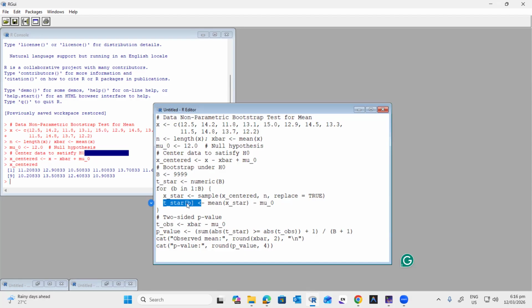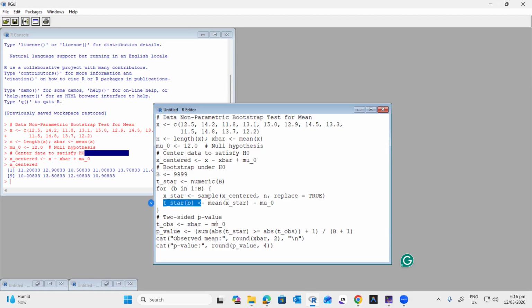Under the H naught, the mean of X star should be centered around mu naught. So T star approximates the sampling distribution of the test statistic when the null hypothesis is true. All right. So after that, we will close the bracket. We will stop our for loop.